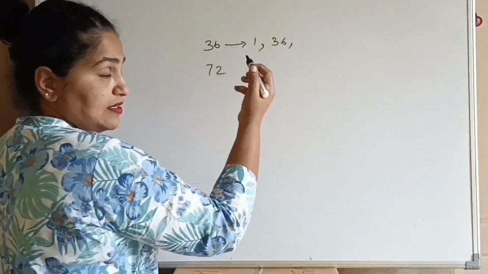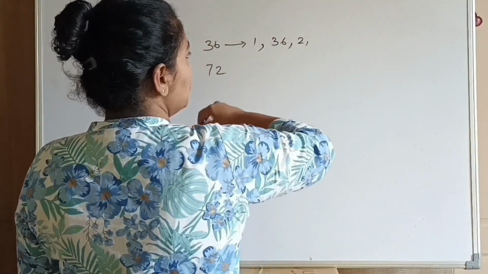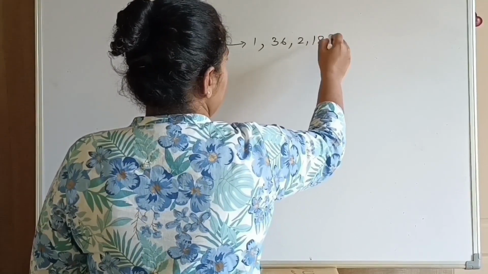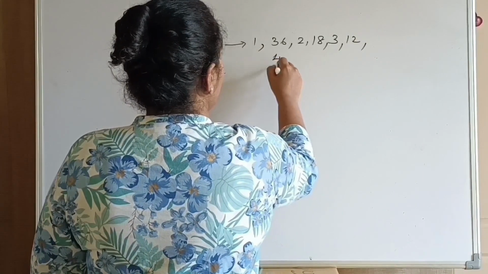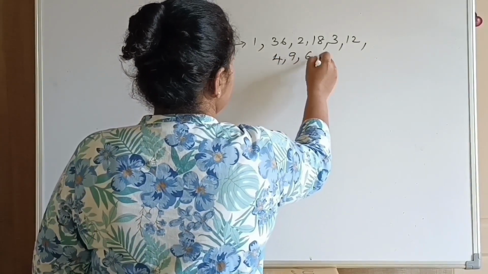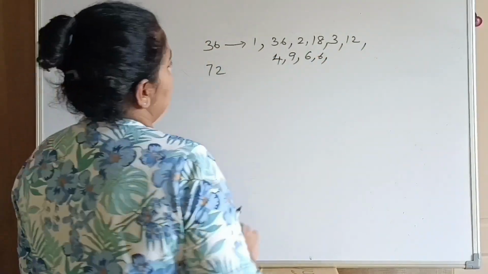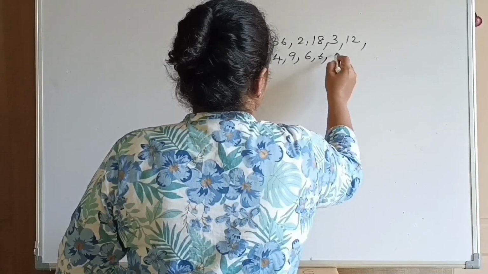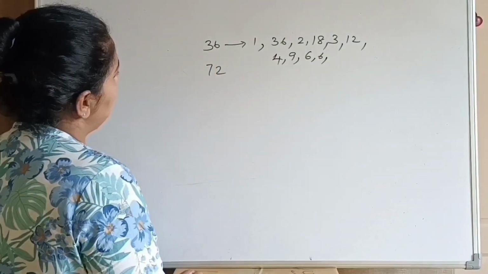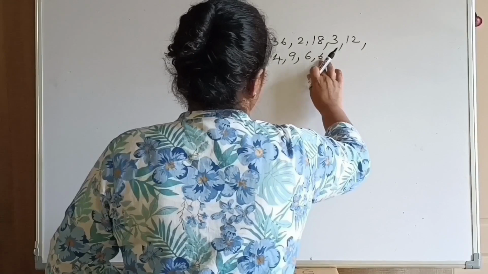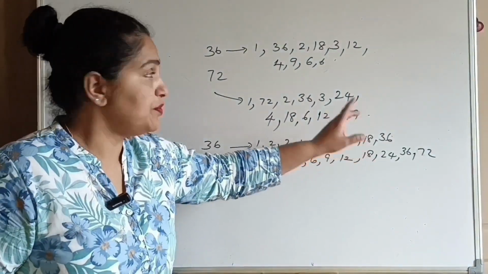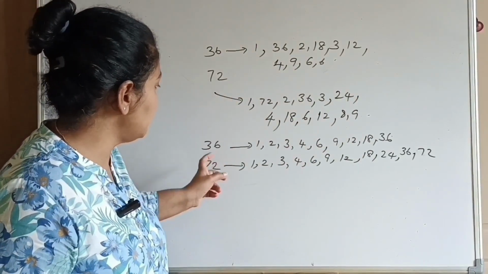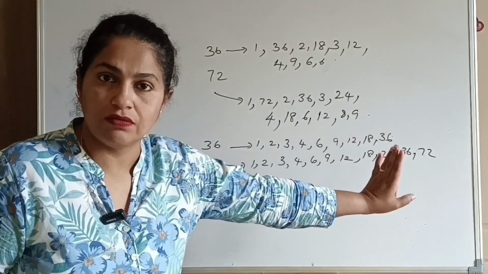1, 36, 2, 18, 3, 12, 4, 9, 6, 6, 9, 4 I have already written. Okay, I think I have taken all the factors. So, these are the factors of 72. So, I have written down the factors of 36 and 72 in ascending order.